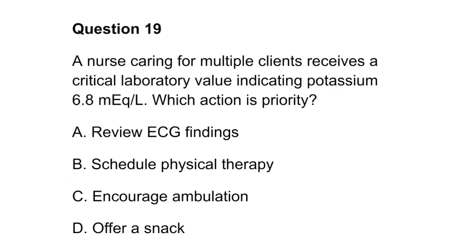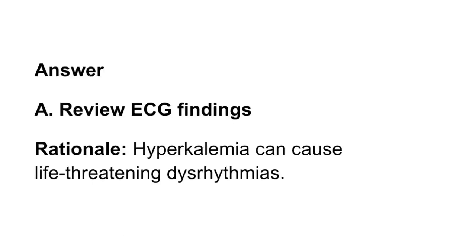Question 19. A nurse caring for multiple clients receives a critical laboratory value indicating potassium 6.8 milliequivalent/L. Which action is priority? A. Review ECG findings. B. Schedule physical therapy. C. Encourage ambulation. D. Offer a snack. Answer. A. Review ECG findings. Rationale. Hyperkalemia can cause life-threatening dysrhythmias.